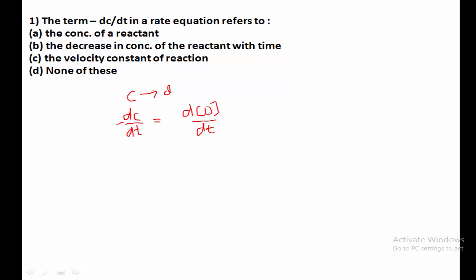Here I will indicate dC/dt with a minus sign and dD/dt with a plus sign. So this shows the concentration of C is decreasing and the concentration of D is increasing. In this expression, minus dC/dt indicates the decrease in the concentration of reactant with time. So option B is the right one: the decrease in concentration of reactant with time.